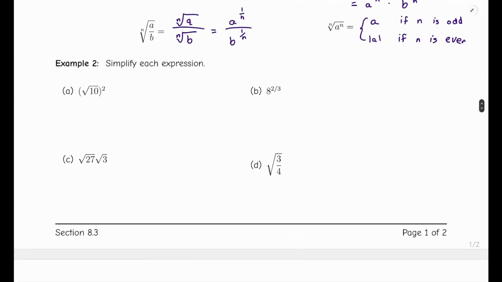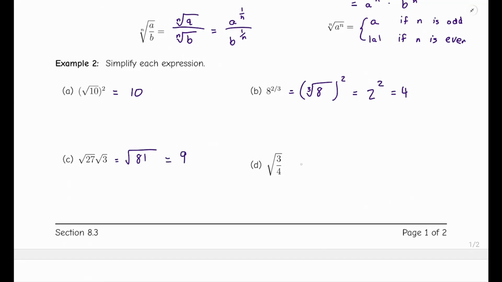Example 2, simplify each expression. The square root of 10 squared, well, that'll just equal 10. 8 to the 2/3 power, well, this is the same thing as the cube root of 8 squared, which is 2 squared, which is 4. The square root of 27 times the square root of 3, well, that would be the square root of 27 times 3, which is 81, which is then 9.